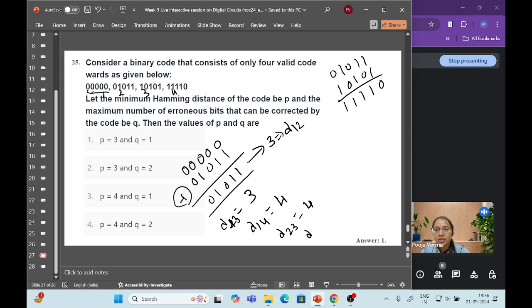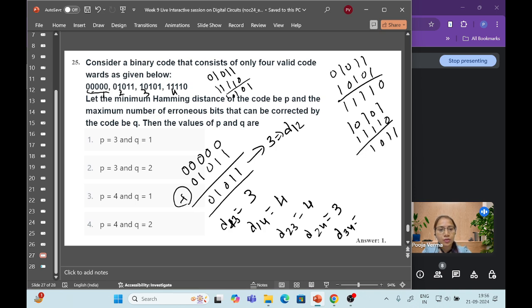Now D2, 4. We have to check again for this one and this one. So 0 1 0 1 1 and 1 1 1 1 0, so 1 0 1 0 1. So the minimum Hamming distance is 3. Now the last one is D3, 4. It is 1 0 1 0 1 and 0 1 1 1 1, so 1 1 0 1 0. So it is also 3.